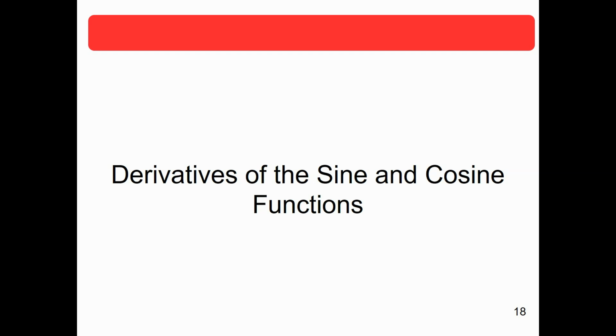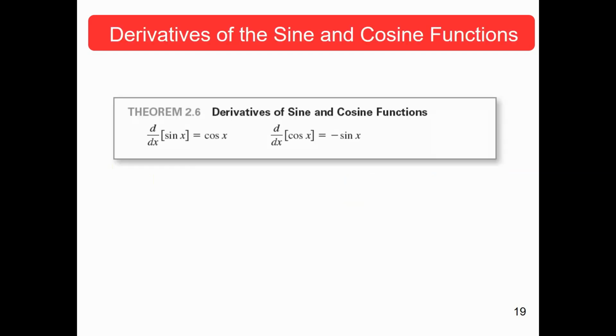In this video, we're going to talk about the derivative of sine and cosine functions. Here we have that the derivative of the sine function is the cosine function, and the derivative of the cosine function is the negative sine function. Now, can you figure out why?